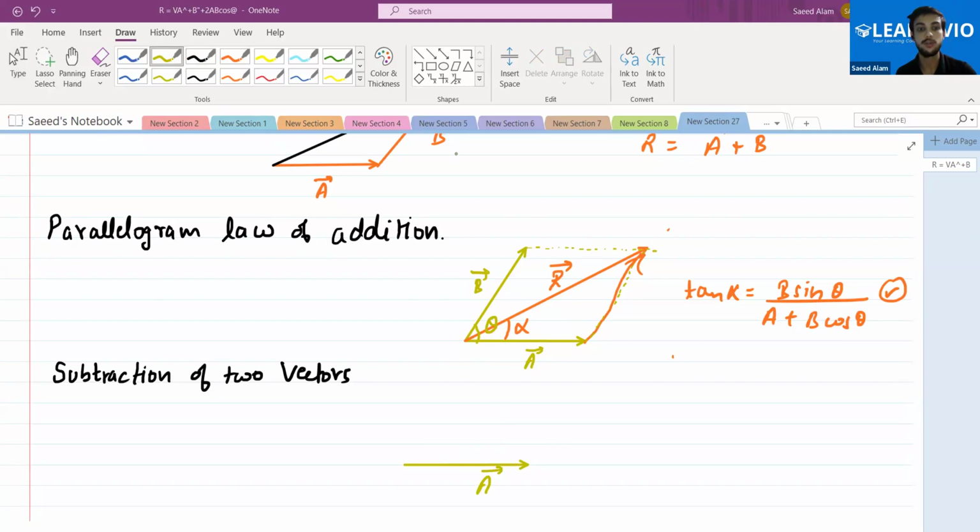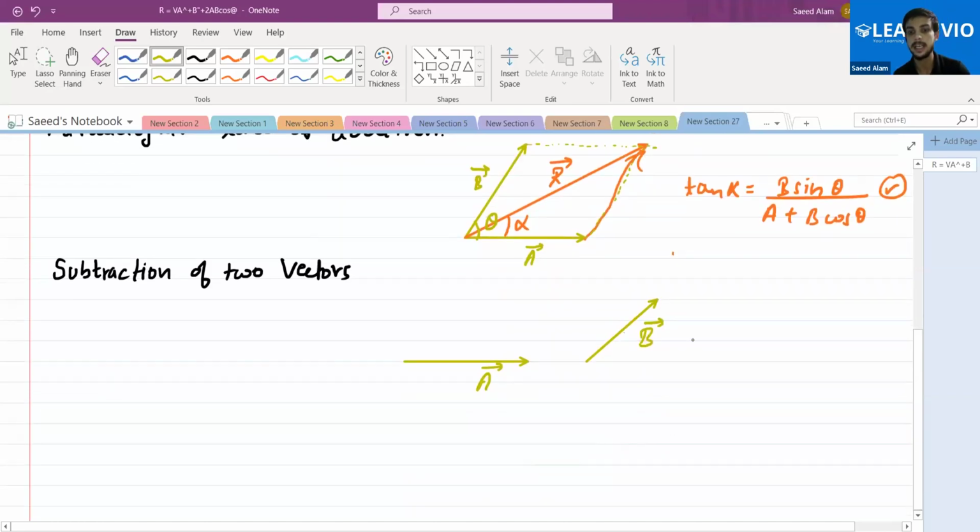Actually, now we are going to see the subtraction of the two vectors. Suppose we are given two vectors, let's say one is vector A and let's take the other vector to be B. Now we'll use this parallelogram law mostly. Most of the time we'll use this parallelogram law only. Now what is required by us is that we want the resultant vector R.